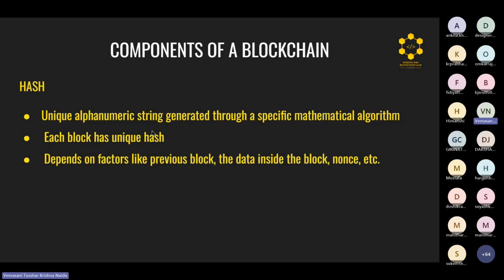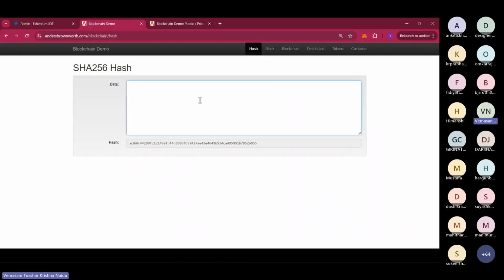We'll see first what a hash is. What is a hash? It is a unique alphanumeric string generated through a specific mathematical algorithm. Each block has a unique hash depending on factors like the previous block, the data inside the block, and the nonce, and we'll see what these are. First, this is a SHA-256 hash function. Effectively, you type in any data, it takes this data, passes it through a cryptographic hash function called SHA-256, and it generates this hash down here.